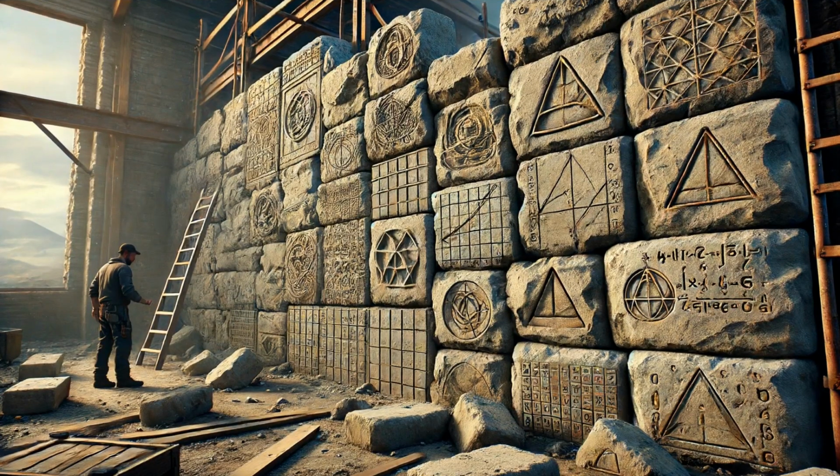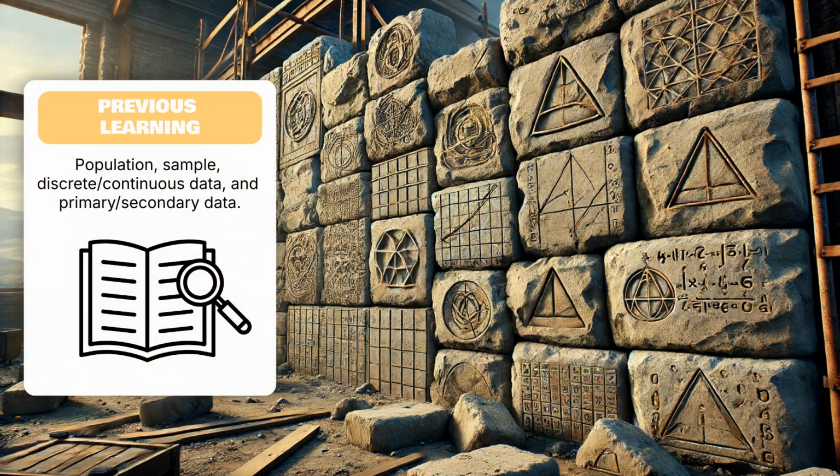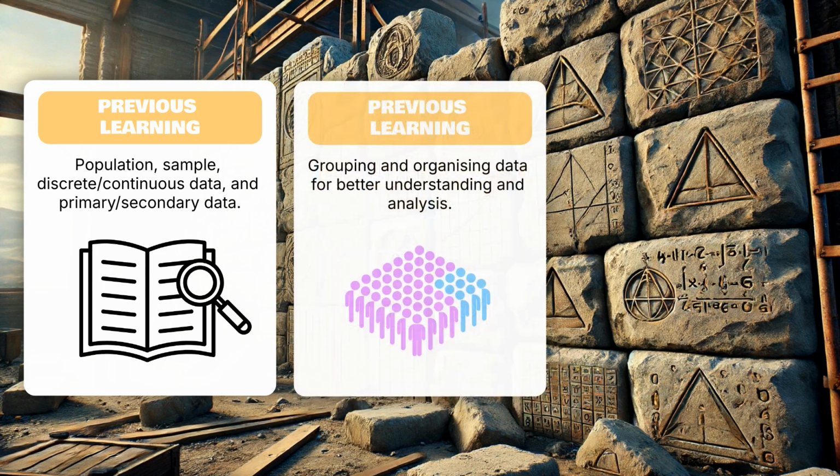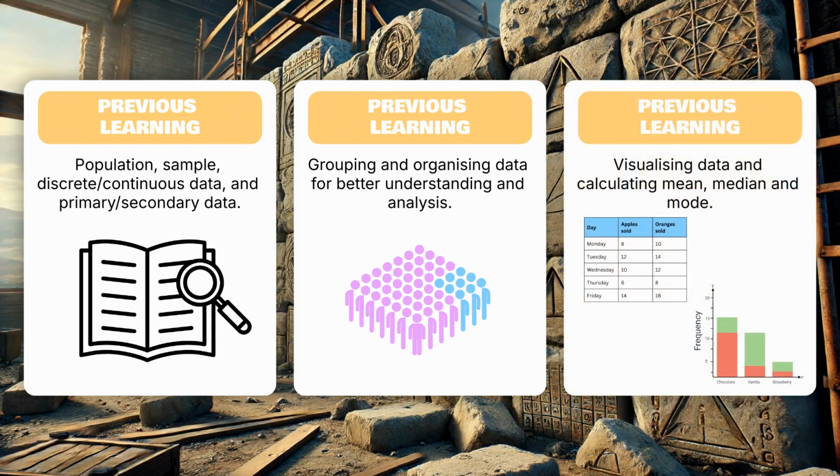In our previous lessons, we've developed a strong foundation by discussing data terminology like population, sample, discrete, and continuous data, and primary and secondary data. We also learned how to group and organize data for better understanding and analysis. Furthermore, we examined various ways to display data, including frequency tables, time series graphs, pictograms, bar charts, histograms, pie charts, scatter graphs, and cumulative frequency graphs. And we explored how to calculate the mean, median, and mode of a dataset.